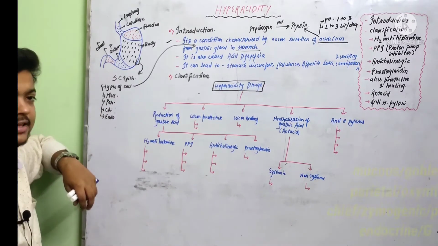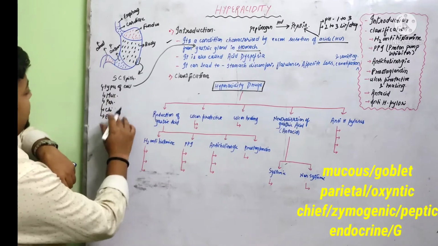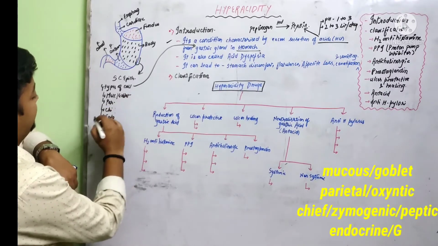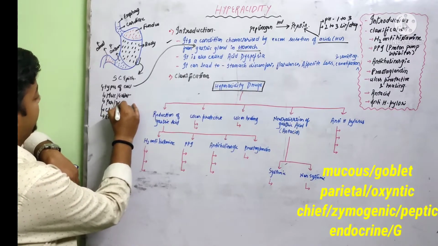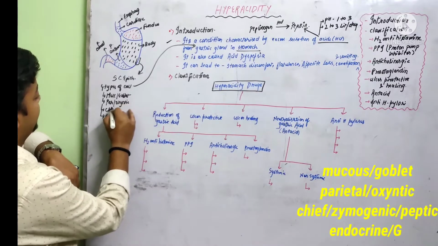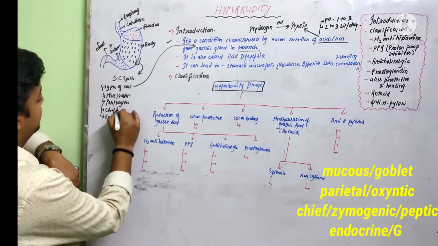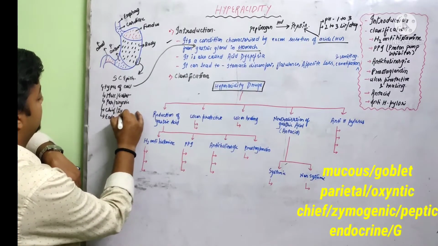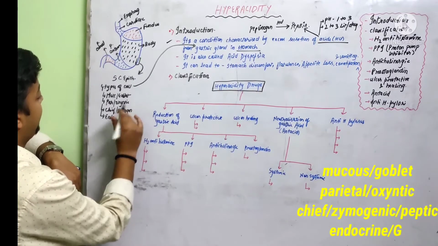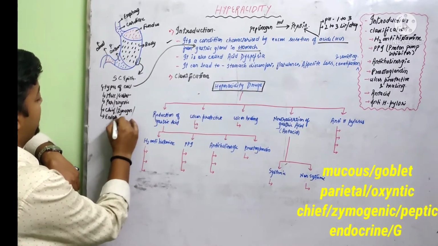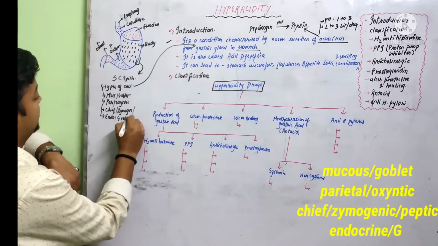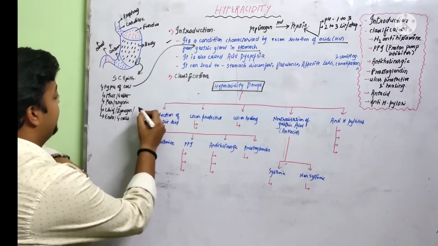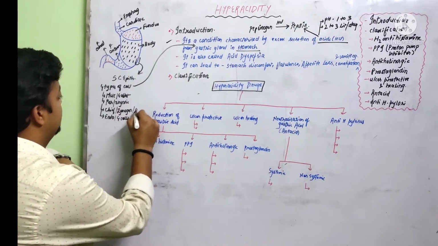So guys, we have other names as well, so write it down. The mucus cell is also called the goblet cells. The parietal is also called the oxyntic. The chief is also called the zymogenic, and the endocrine is also called the G cells. So guys, the zymogenic chief, and it's also called the peptic as well. So write it down. This becomes the peptic.